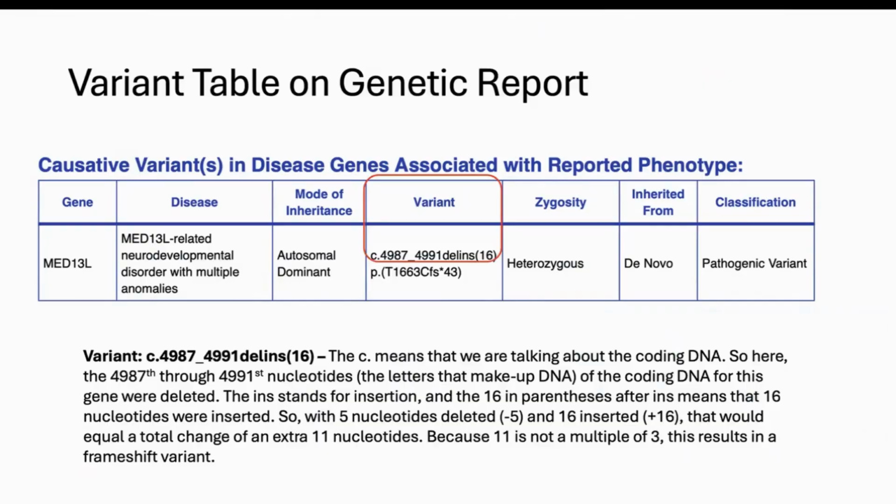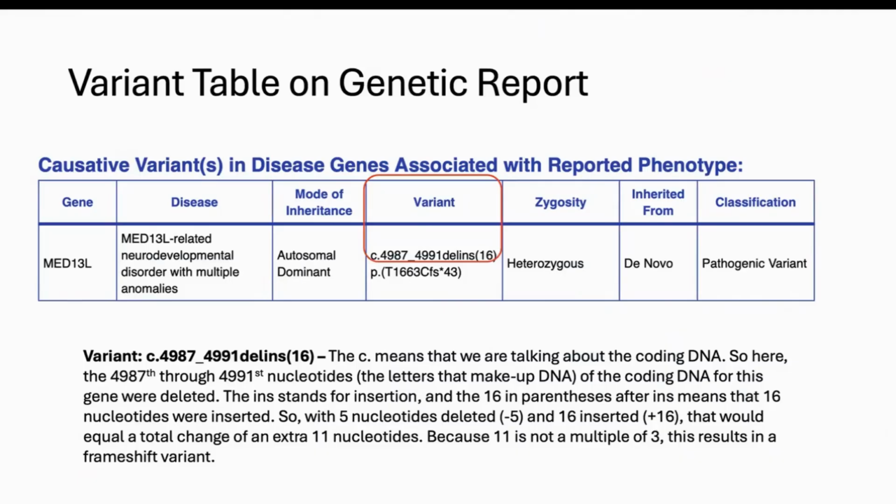Here I'm going to be focusing on the variant column, but just the C dot portion that you can see in the red box. The C dot means that we are talking about the coding DNA. So here, the 4,987th through 4,991st nucleotides, or the letters that make up DNA, of the coding DNA for this gene were deleted.